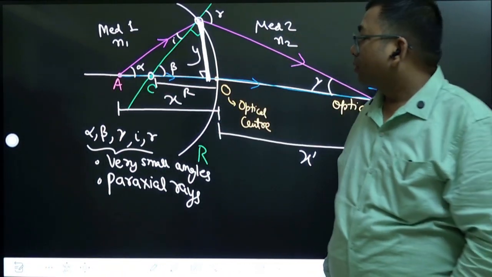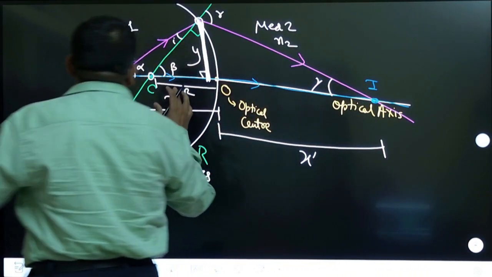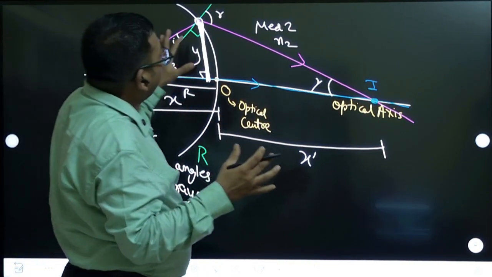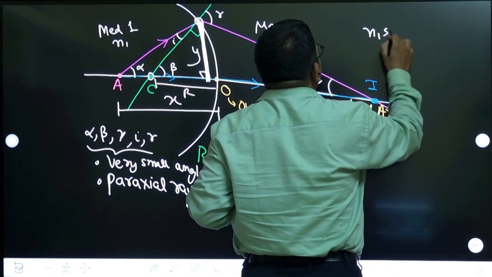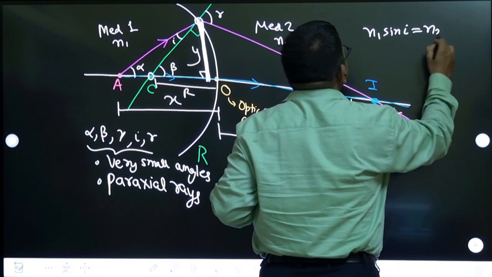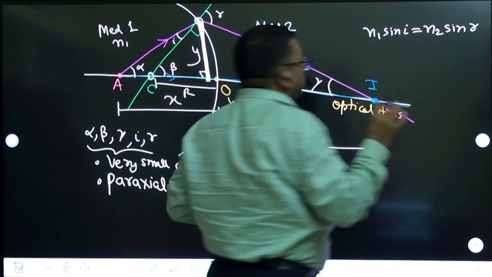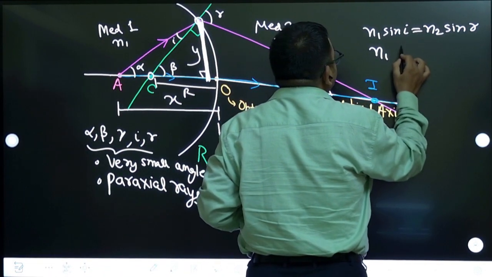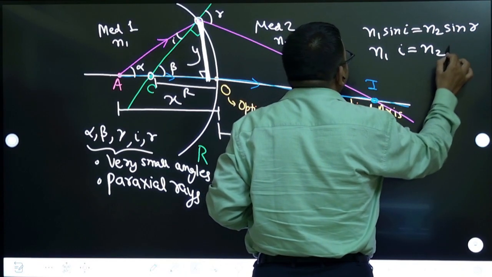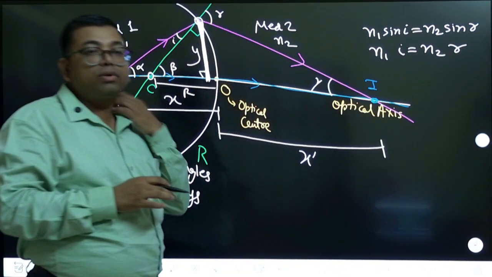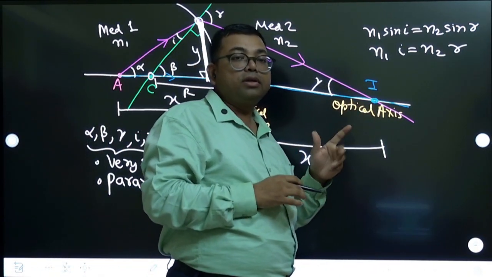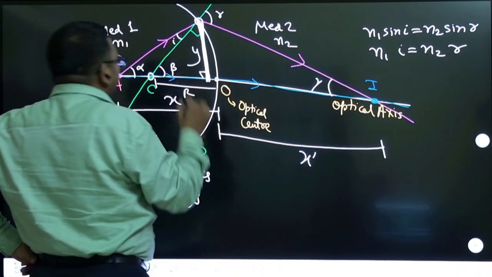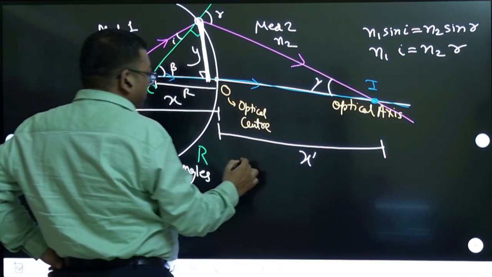So let us apply trigonometry. Applying the law of refraction, n1 sin i equals n2 sin r, and because the angles are very small, n1 i equals n2 r. Now we have to substitute the i and r values, which we will calculate from here. So tell me, in this triangle, what is tan beta?